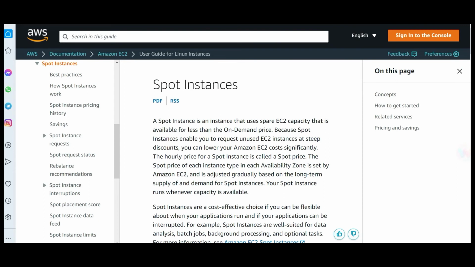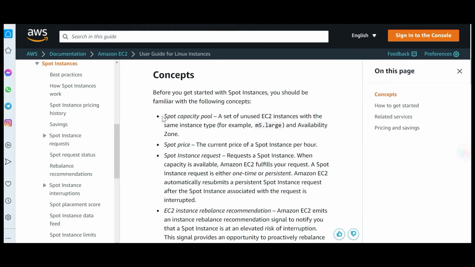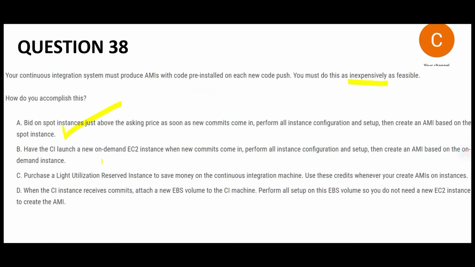See, spot instances, it is far lesser price wise, it is far less costly than on-demand instance. It is the cheapest option. Okay, almost 70 to 90% saving you can get from this. The thing is, you have to bid for it and then you have to get it. And for bidding, see, there are different versions: capacity pool, spot price, spot instance requests, and so on.